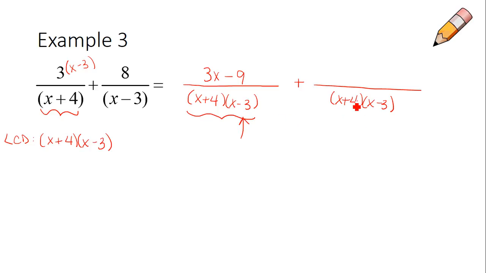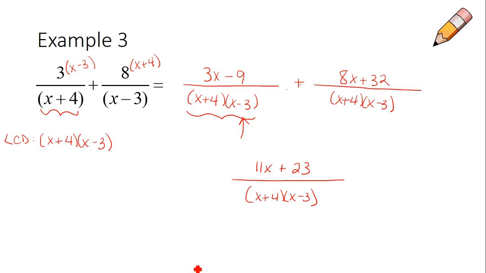Well, the second fraction, I put an extra x plus 4 down there, so I need to do that same thing here. That becomes 8x plus 32 when I distribute. So now to add these two fractions together, I'm just going to add like terms. 3x plus 8x is 11x's. Negative 9 plus 32 is 23. And the denominator, x plus 4, x minus 3. Done. This is my simplified answer, adding those two fractions together.